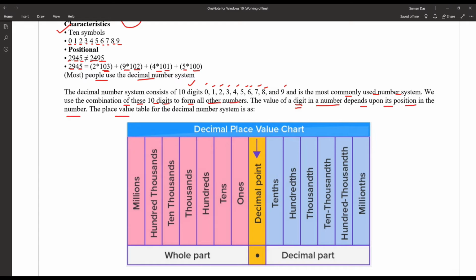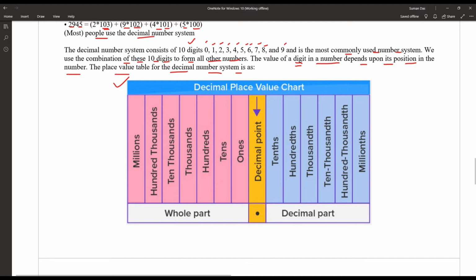The place value table for the decimal number system is given below. Suppose that is the decimal point. The yellow colored column has been given for the decimal point. Now on the left hand side, that is the whole part of the number, and those place values are ones, tens, hundreds, thousands, 10,000s, 100,000s and millions. Same as on the right hand part of the decimal point, there are tens, hundreds, thousands, 10,000s, 100,000s and millions.